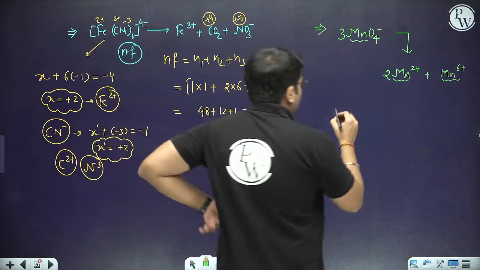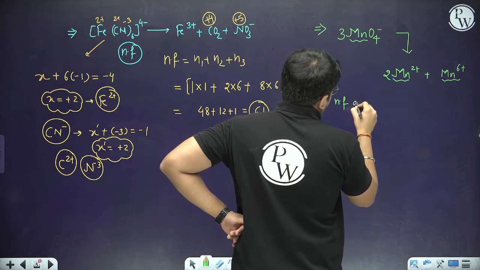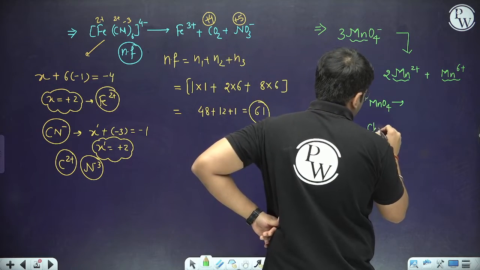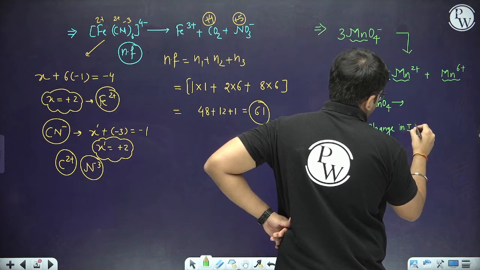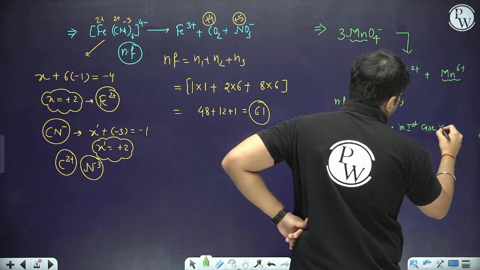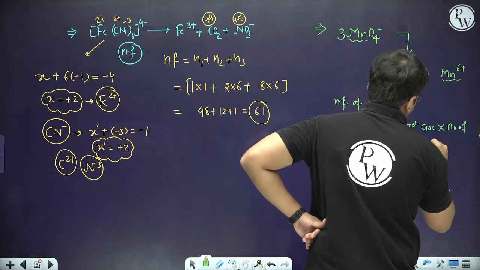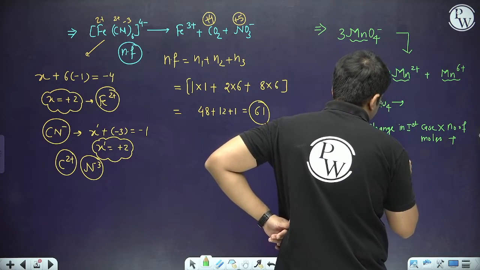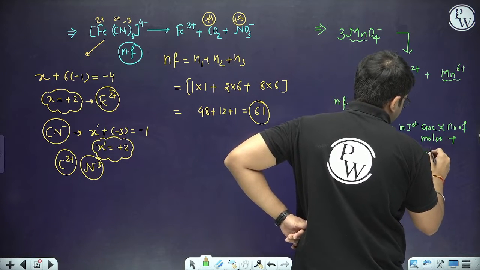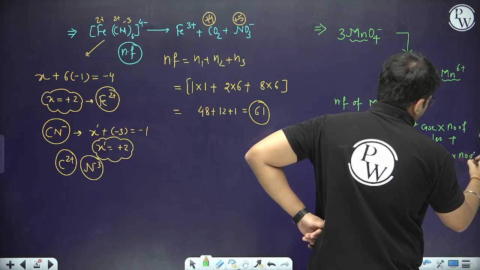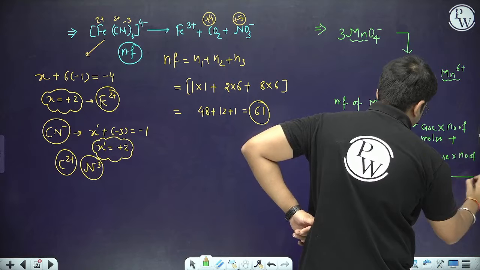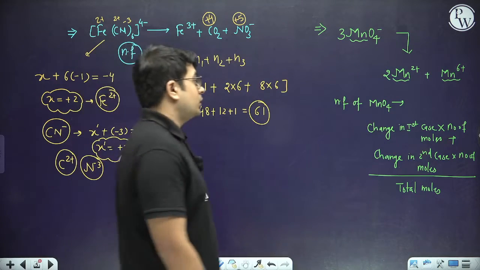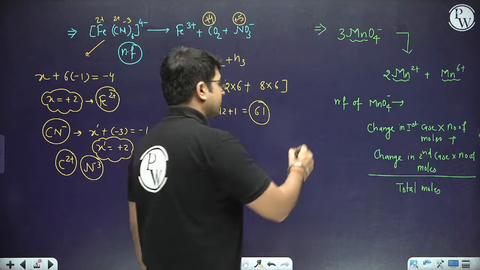So first of all, if you want to calculate the N factor of MnO4, then you should know the change in first case multiplied by its number of moles, plus the change in second case multiplied by its number of moles, divided by total moles. That's how you can calculate the N factor in this particular case for MnO4 negative. It's a very interesting case.